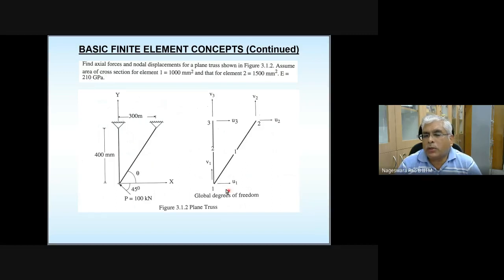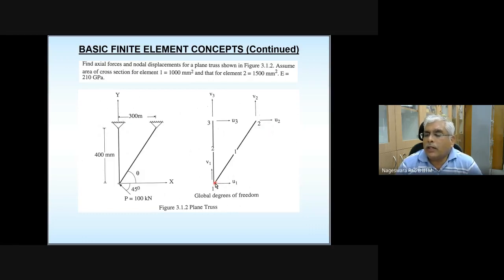Before you proceed to solve this kind of problem, you need to number the nodes properly. This is numbered as node 1, this as node 2, this as node 3, and this is element 1, and this is element 2. If you want to see the effect, say I number this as node 2 and this as 1, what is the implication? You can easily redo all the calculations and get that feel yourself.